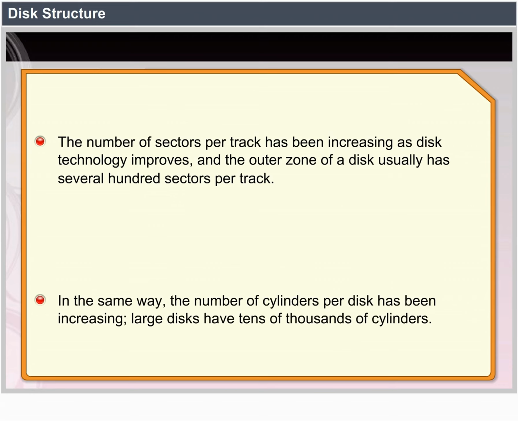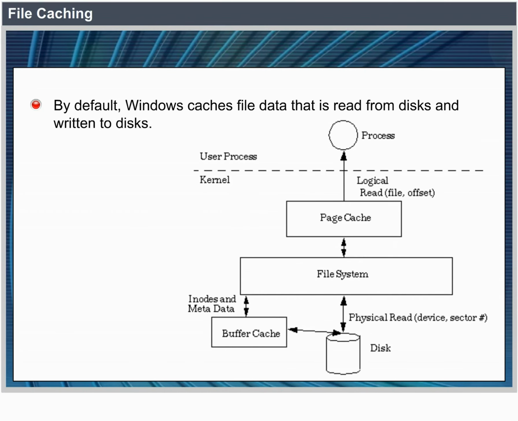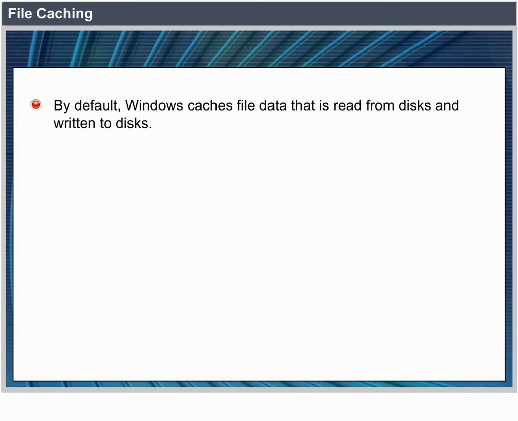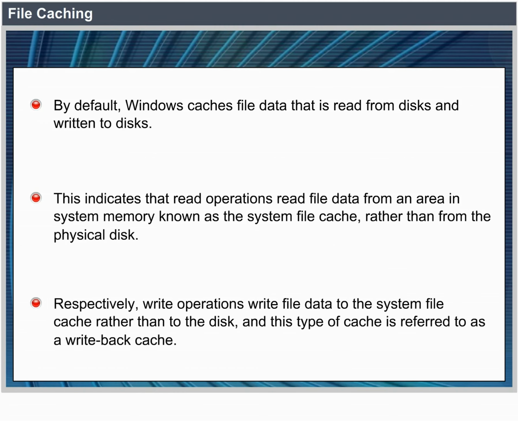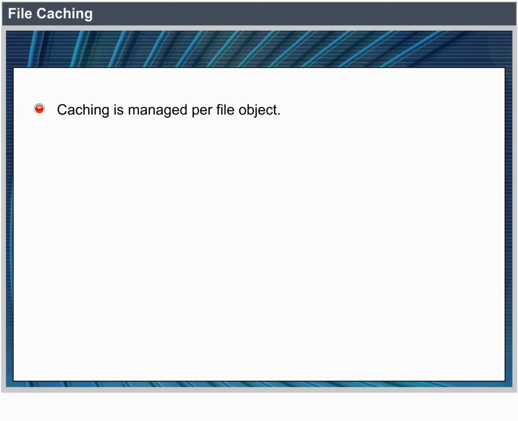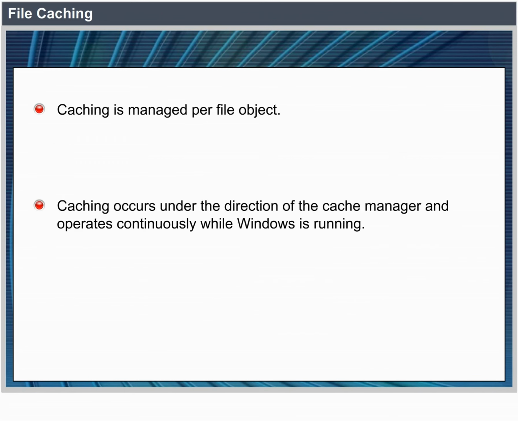File caching. By default, Windows caches file data that is read from disks and written to disks. This implies that read operations read file data from an area in system memory known as the system file cache rather than from the physical disk. Correspondingly, write operations write file data to the system file cache rather than to the disk, and this type of cache is referred to as a write-back cache. Caching is managed per file object. Caching occurs under the direction of the cache manager, which operates continuously while Windows is running.